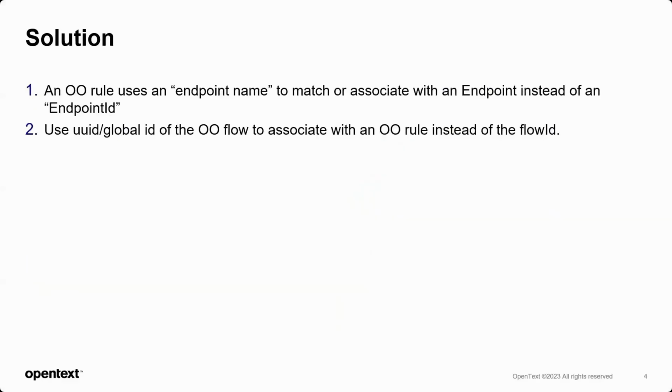The solution is we use an endpoint name to match or associate with an endpoint instead of the endpoint ID. And we use the UUID or the global ID of the OO flow to associate with an OO rule instead of the flow ID, because the endpoint ID and the flow ID is different in different environments.